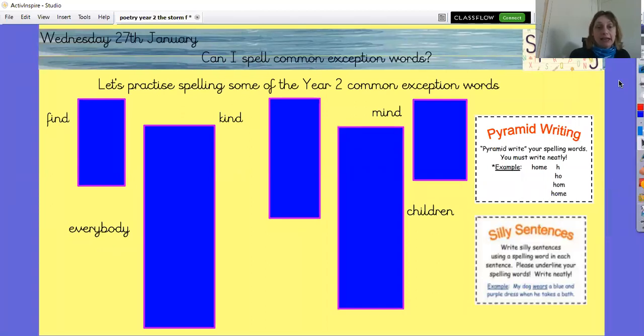Okay, so moving on, here is the spelling slide. So I've mixed up a couple of the words from both Monday's and Tuesday's lessons and put them together for you. So this is just a good opportunity for you to practice writing these words. You could do just the pyramid writing, or you might want to build them into silly sentences. So I'm just going to read out the words that we've got. We've got find, kind, mind, children, and everybody. So pause the video here whilst you have a go at practicing your spellings.